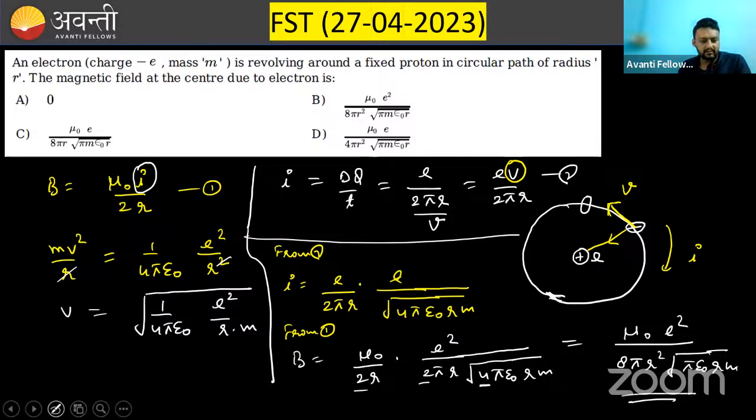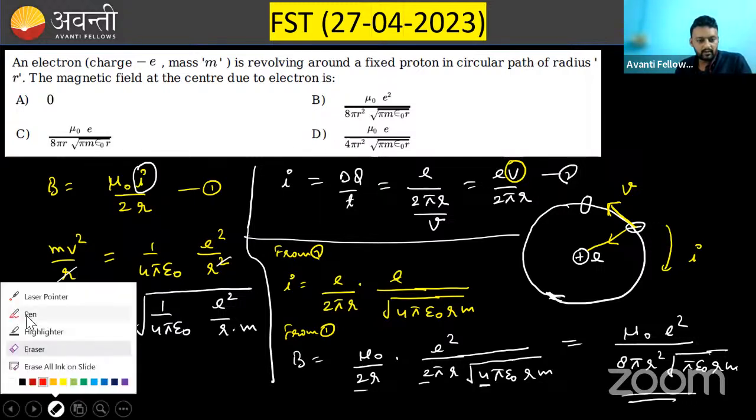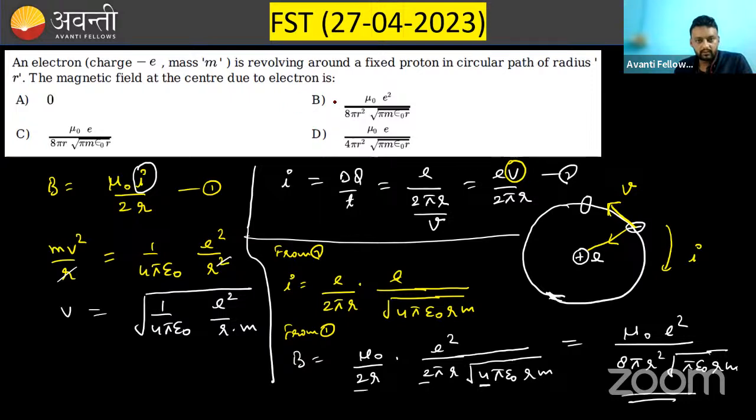Which option is correct? Option B is correct. Clear, I hope.